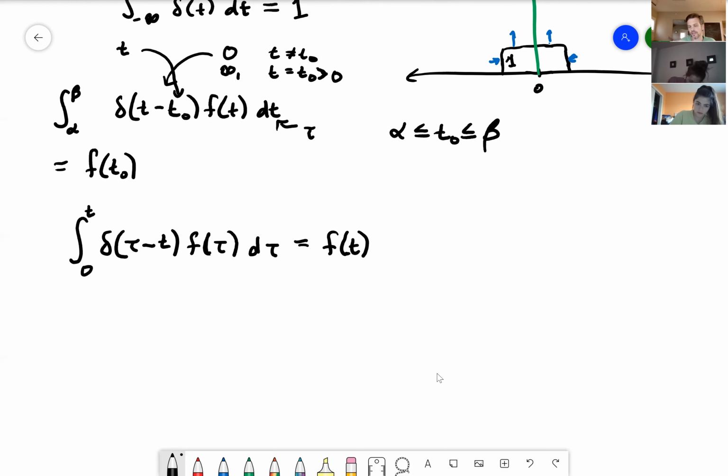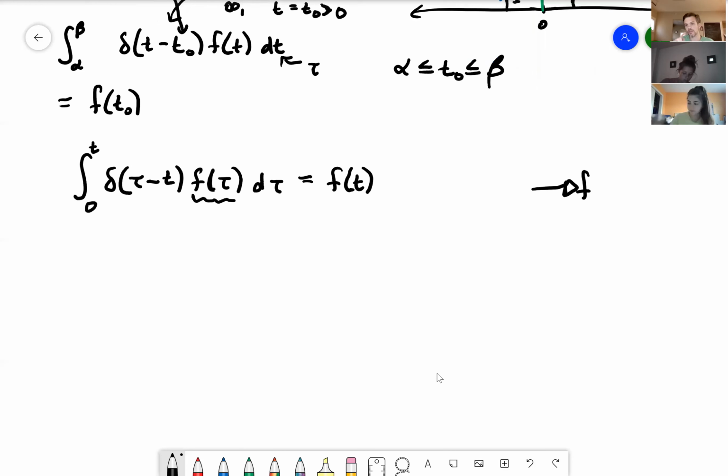So this is like an operation that I'm applying to f. I'm doing some operation on f, and what it does is it just spits f back out. It's an identity operation. That's a special property of the Dirac delta function.